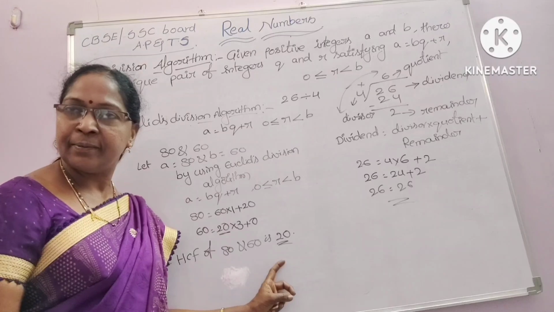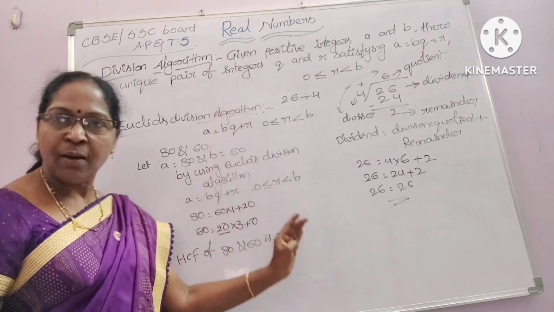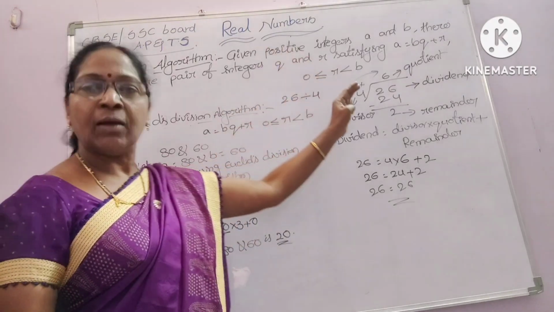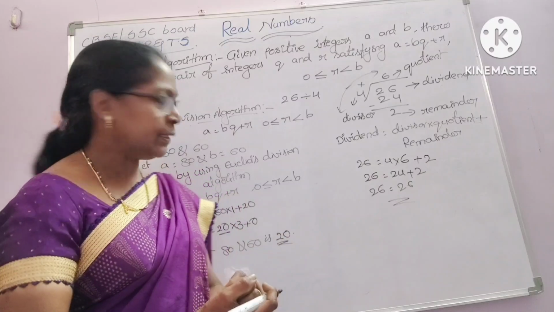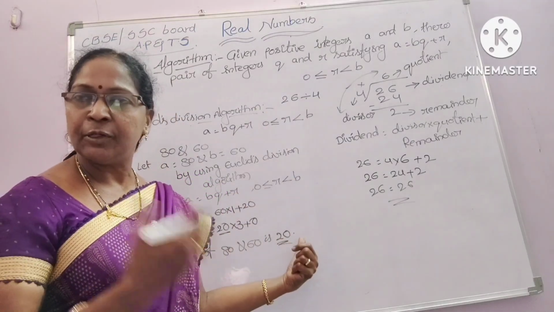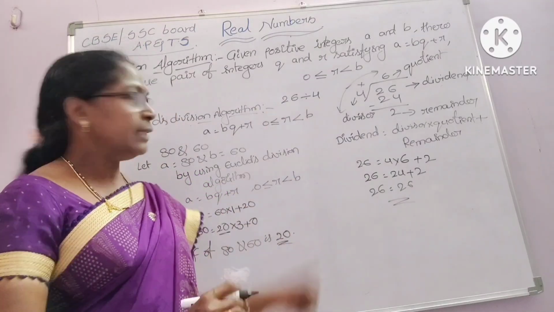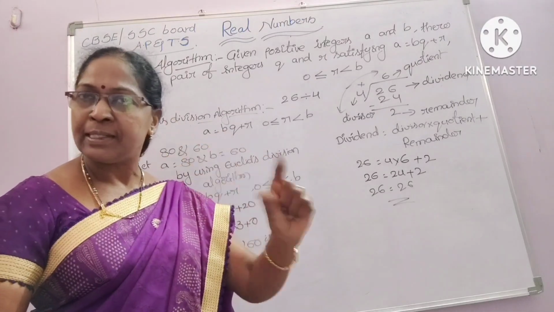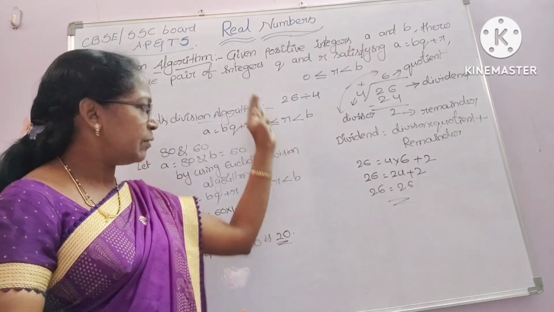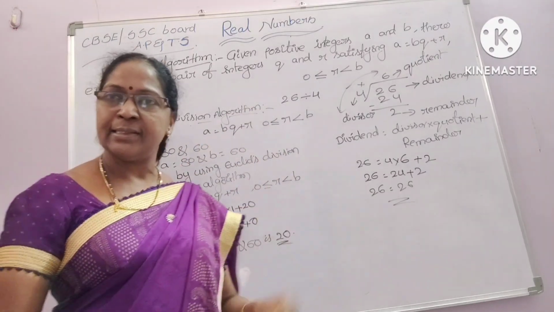This is the answer. So understood now? By using the division algorithm, Euclid's division algorithm, you can find out the HCF of two given positive numbers. Euclid's division algorithm is a technique to find out the HCF of two given positive integers.